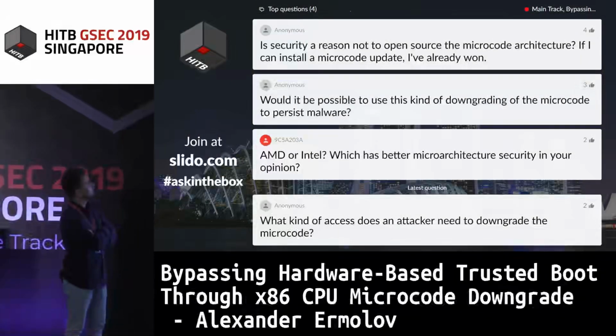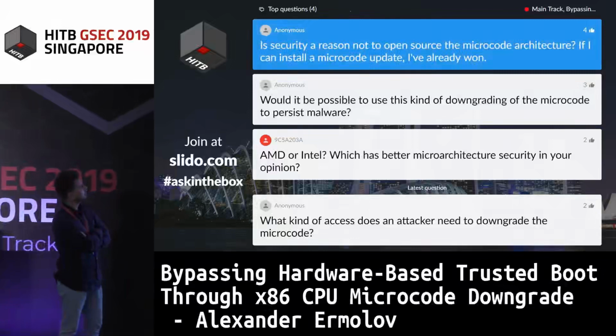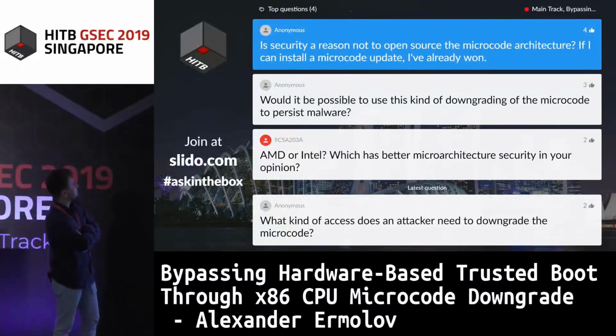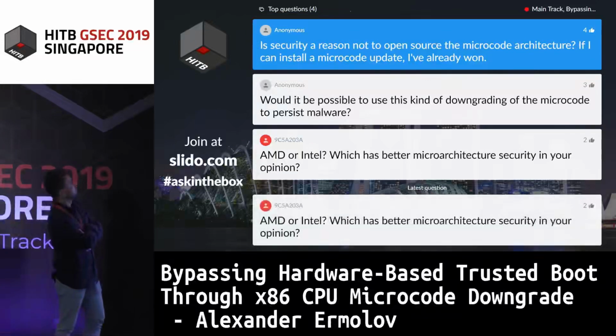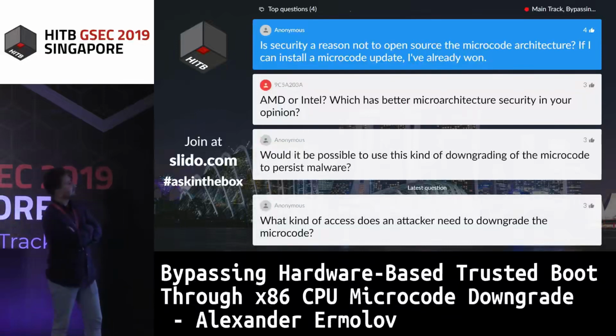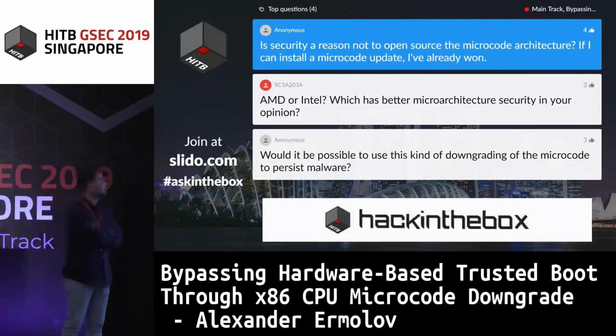Is security a reason not to open source the microcode architecture? If I can install a microcode update, I've already won. Yes, you already won. I think not to open source. This is a question that should be asked of Intel, I guess.